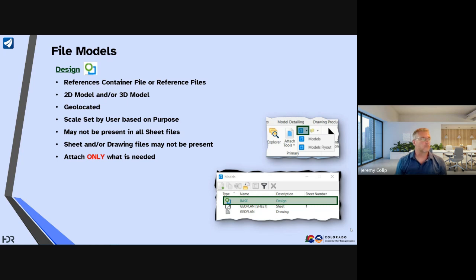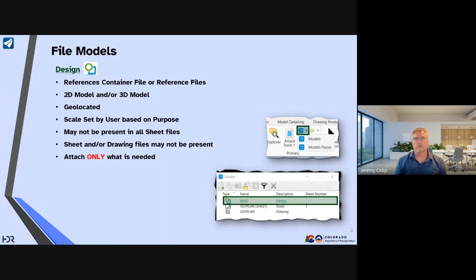A scale set by the user based on the purpose of the file. Again, is it a plan sheet, like a 50 scale, in that scale itself? How that works. Sheet, and again, may not be present in all sheet files.